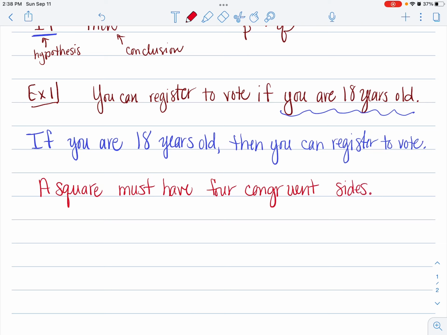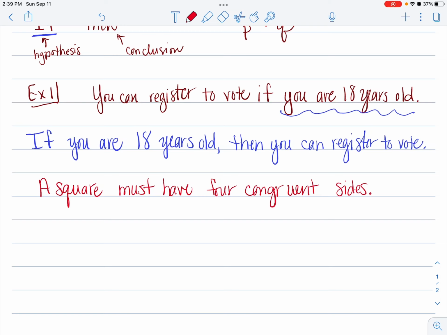Okay, so this one's a little trickier because the word if is nowhere in this statement. However, it still has a condition in it. A square is a square only if it has 4 congruent sides. So we need to think about how we can say that correctly using the right kind of language. So let's start with the hypothesis. So we want to stay away from things like if it is, be specific with the it.